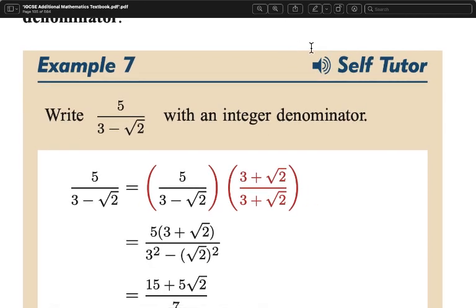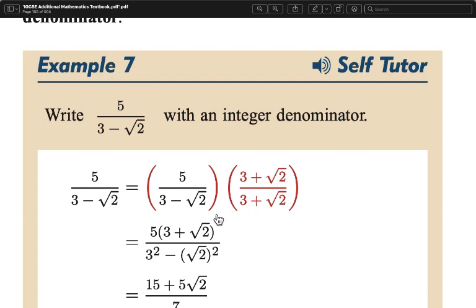Writing 5 over 3 minus the root of 2 with an integer denominator, as the denominator cannot contain any surds and roots, we need to remove the roots here. How do we remove it? This is a minus b. To remove it, we can times a minus b with a plus b, and then we can obtain a squared minus b squared, and the roots will be multiplied together, cancelled out, and then the denominator can be a real number.